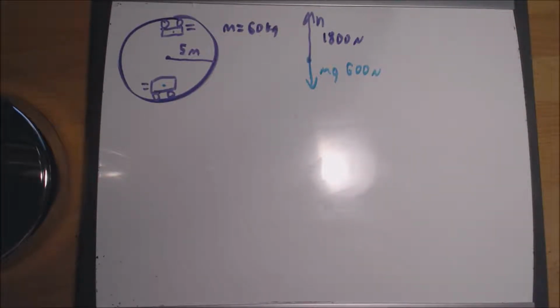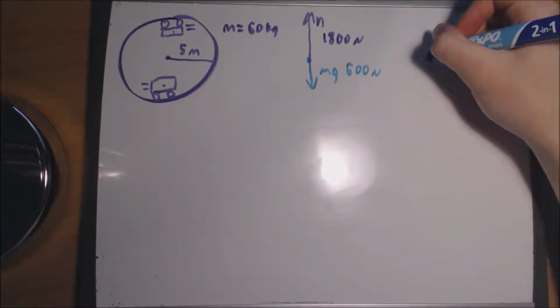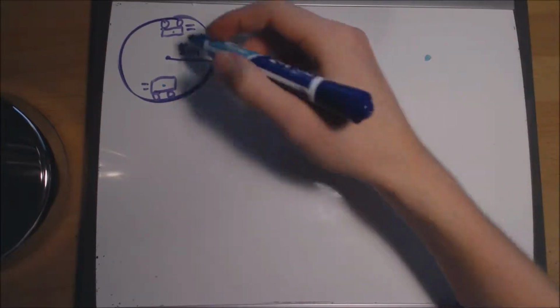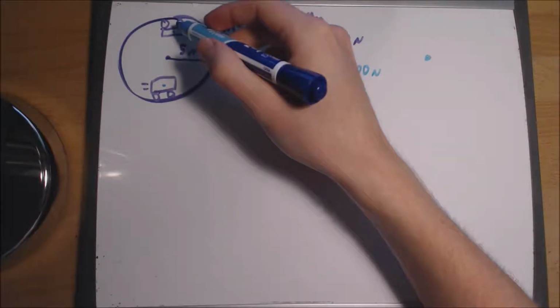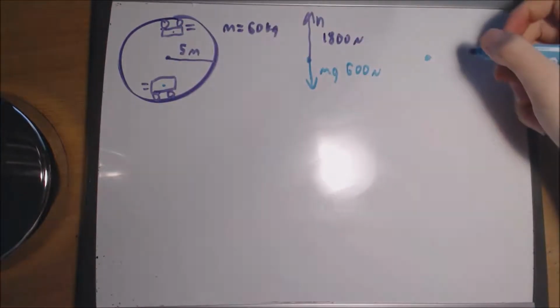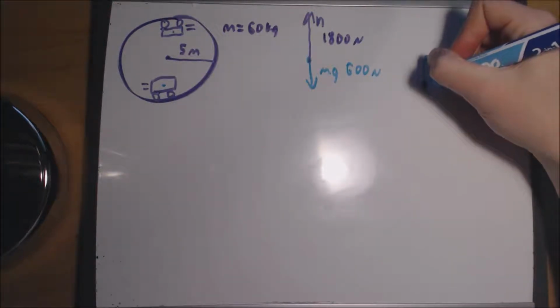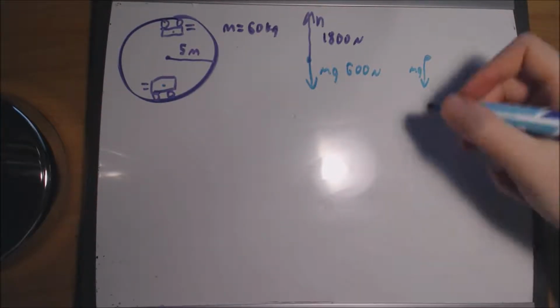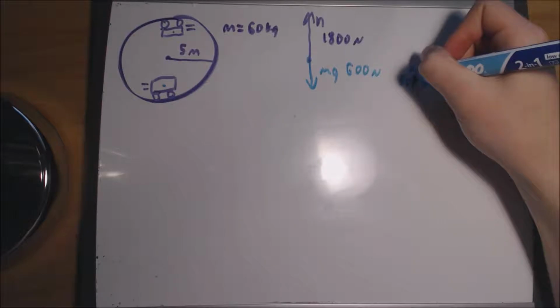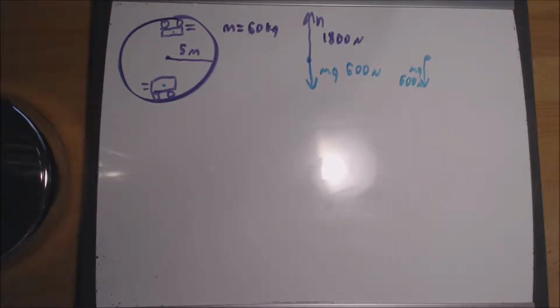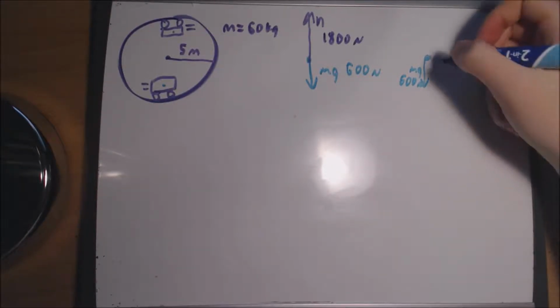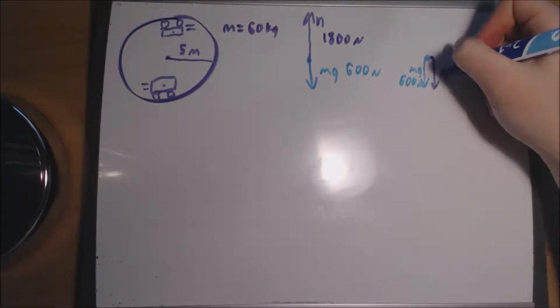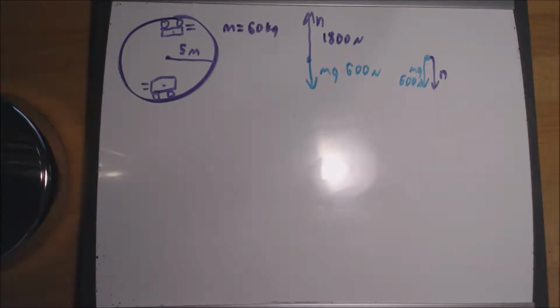Alright, at the top, we're going to have a different force diagram. We have the normal force pushing the car down and the Earth pulling the car down. So we have two forces, mg, which is still 600, and the normal force, but we don't know how much it is. So I'll just draw it in at that length.